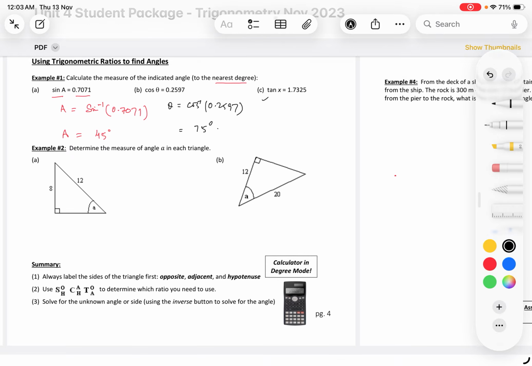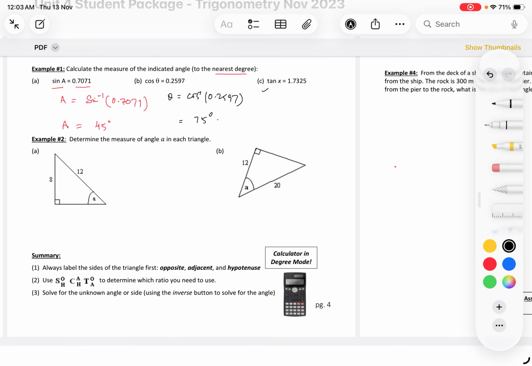Determine the measure of the angle A in each triangle. Now here we need to find angle A, right? So here what is given? Opposite side is given and hypotenuse is given. It means sine of angle A is equal to 8 upon 12. So A is sine inverse of 8 by 12.